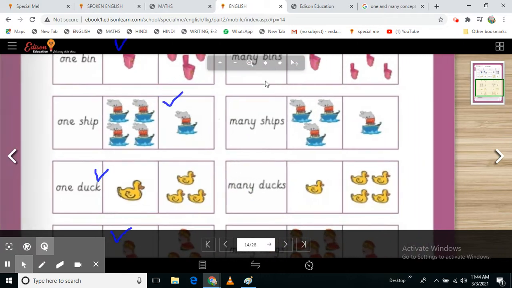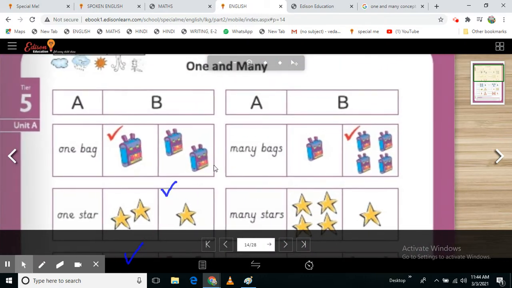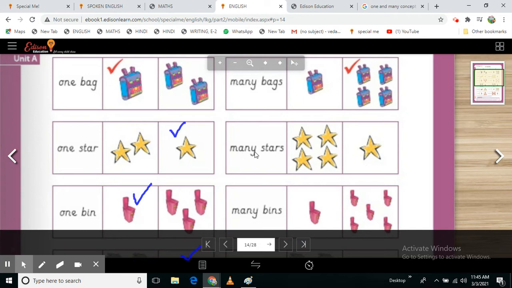Okay. Now read this, M-A-N-Y, many bags. Now S will come at the end of the word. Bags, many bags. This is one bag, these are many bags. Now you have to tick over here many bags. Now many stars. These are many stars and this is one star. So you have to tick over many stars.